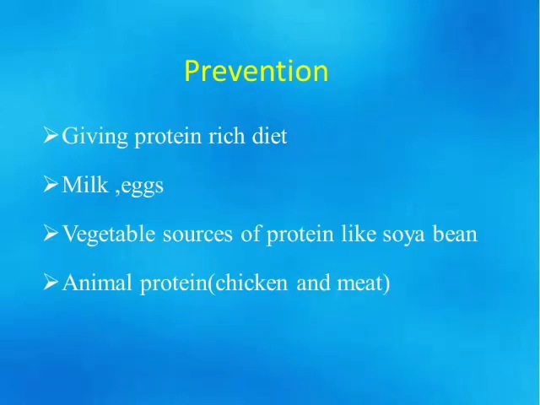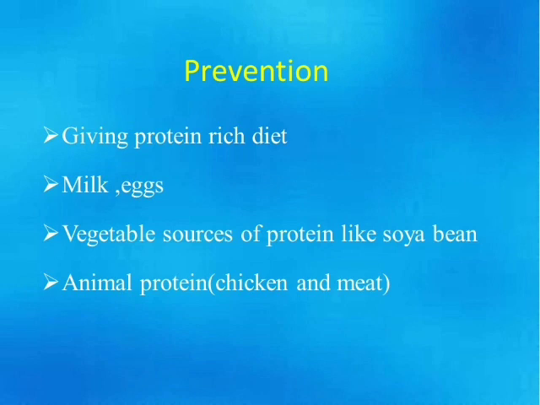Next is prevention. How can we prevent this? Give a protein-rich diet. Milk and egg should be included in the diet. For babies and young children, the most important dietary treatment is to give lots of milk and eggs. Vegetable sources of protein like soya bean and animal proteins should also be included. That is wheat, peanut, soya bean, jaggery, and chicken, meat. All this should be included properly in the diet.